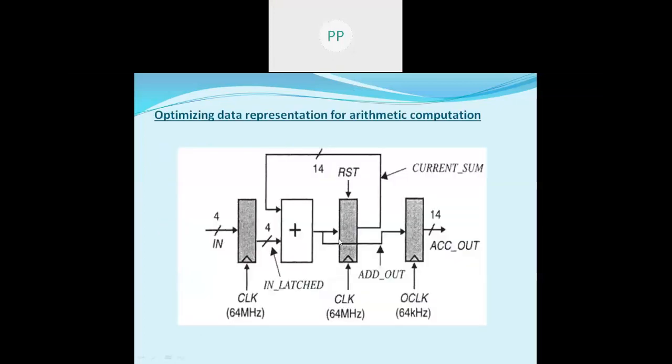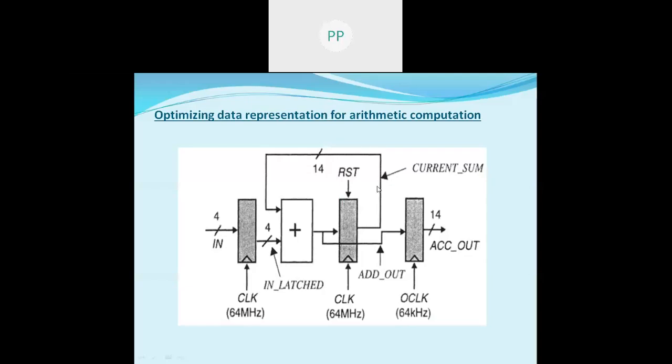Optimizing data representation for arithmetic computation. So we discussed this accumulator circuit, which is designed to perform the task. The data was represented by two's complement method, and you saw that the switching activity will be very high at this output node, and at the current sum it will be less than that of the current output because of the low pass filtering action. The larger switching activity at the output of this adder network is because of the sign extension, because it was using 2's complement representation for the number.